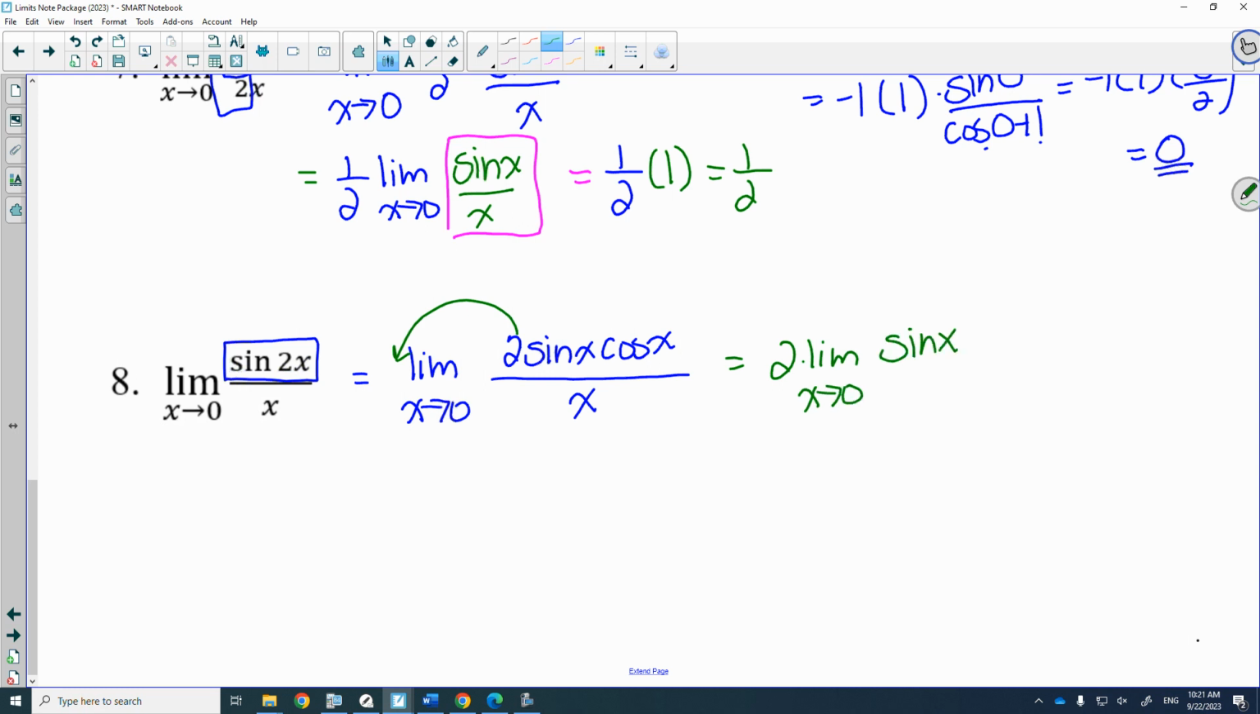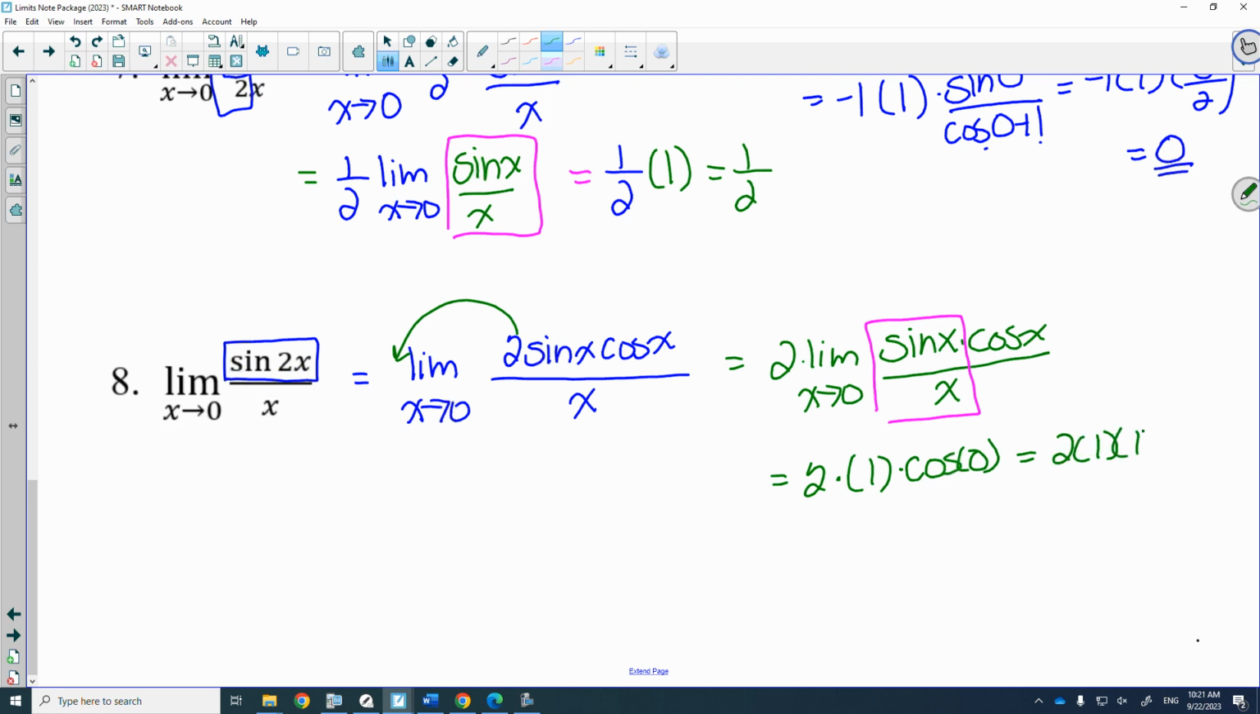And I'd have sine of x cos of x all over x. There is the case that I'm looking for. So I would have 2 times 1 times the cosine at 0. And cosine of 0 degrees, we know that answer is 1. So it's 2 times 1 times 1. So this answer is 2.